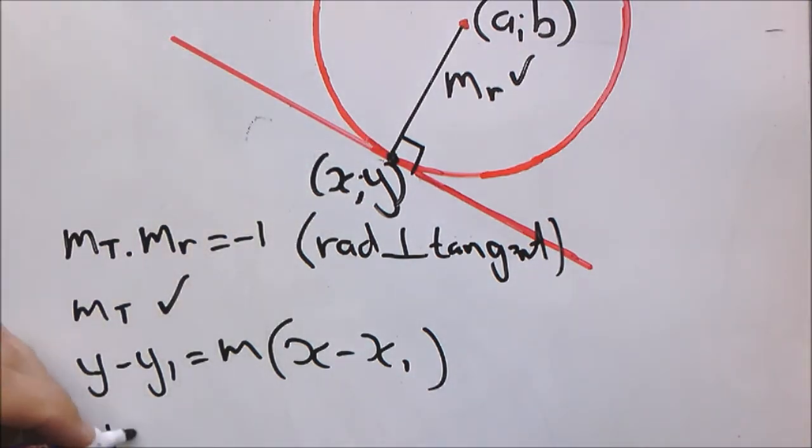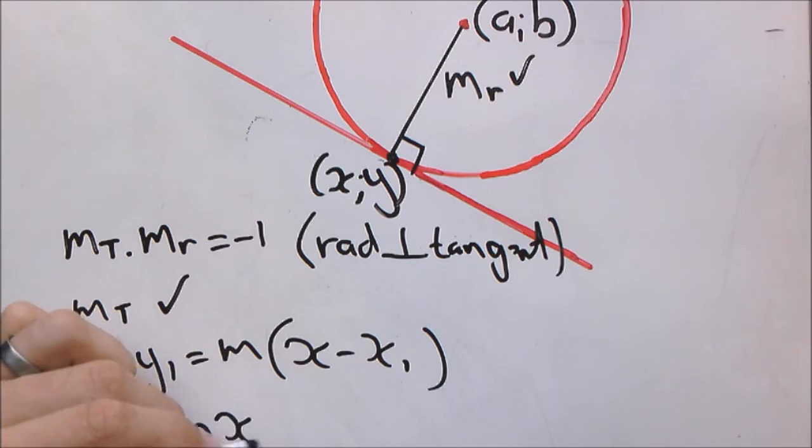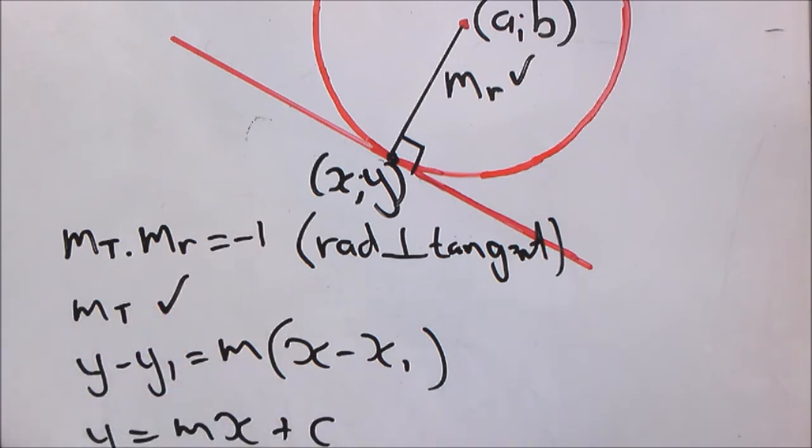And from there on, simplify until the equation is in this format, and that will give you the equation of the tangent to the circle at a specific point.